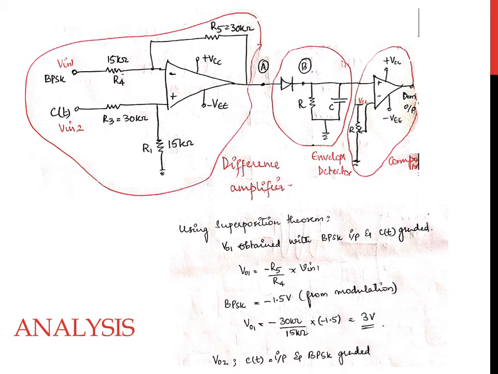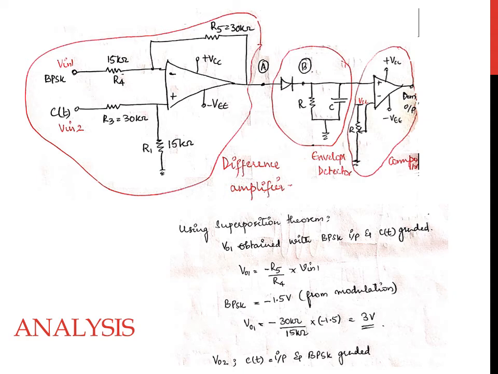So, input to the difference amplifier circuit is the binary phase shift keying signal, the modulated signal, and the carrier signal. The modulated signal is represented by Vin1 and the carrier signal is represented by Vin2. Using the superposition theorem, Vout1 is obtained by applying the modulated signal, that is the BPSK signal, and grounding Vin2, which is C of t.